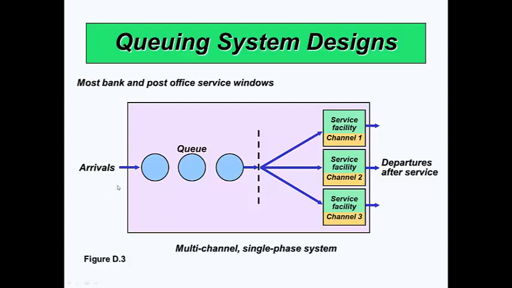Multi-channel, single phase. The example given here is most bank and post office service windows, where you will have multiple clerks who can help you, or tellers, and there is one line, or even if you have multiple lines, that doesn't matter, but your service is completed in one phase, but there are multiple channels.